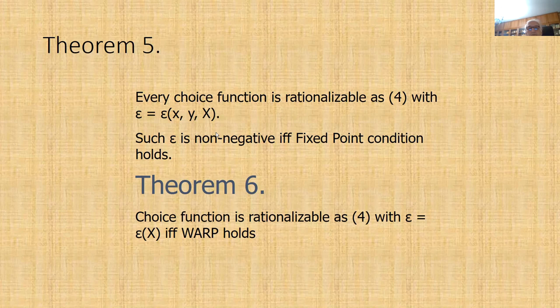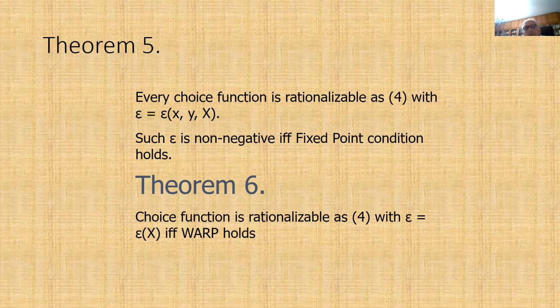But suppose now epsilon is non-negative, and here we come to the idea of the fixed point condition. Fixed point condition is very well known from functional analysis. It is one of the key concepts in classic mathematics, and I was really very pleased to see that in this model we come to the fixed point condition. Fixed point condition is the following: in every set you have at least one alternative which is chosen in that set and in all subsets where this alternative is included. So it is really a fixed point. You understand?